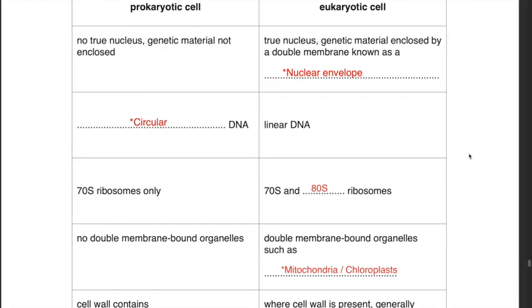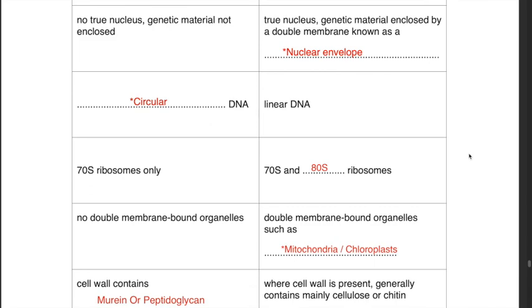Then the difference between ribosomes is that in eukaryotic cells, they have both 70S as well as 80S ribosomes. 80S is present in almost most of the cell, 70S being in organelles such as the chloroplast if it is a plant cell, or mitochondria if it is an animal cell. Whereas in prokaryotic cells, only 70S ribosomes are present. Therefore, 70S ribosomes only in prokaryotic cells, 70S and 80S ribosomes in eukaryotic cells.